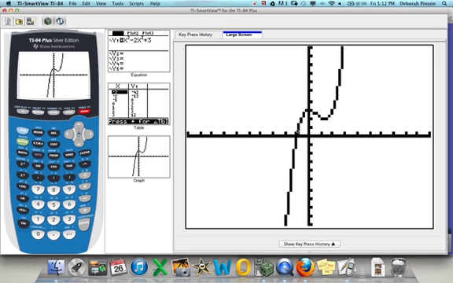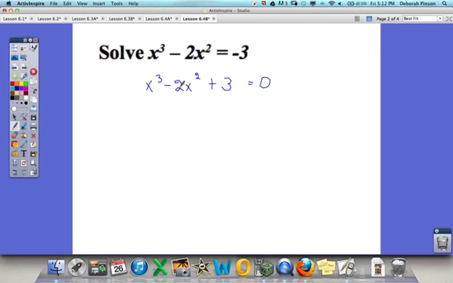So I know one of my answers, it's -1. Let's come back over here and let's try to find the other 2. Let me put it up there. So here's what I'm going to do. I'm going to do synthetic division with the -1. If the -1 is one of the zeros, I should get a 0 as a remainder when I do synthetic division.